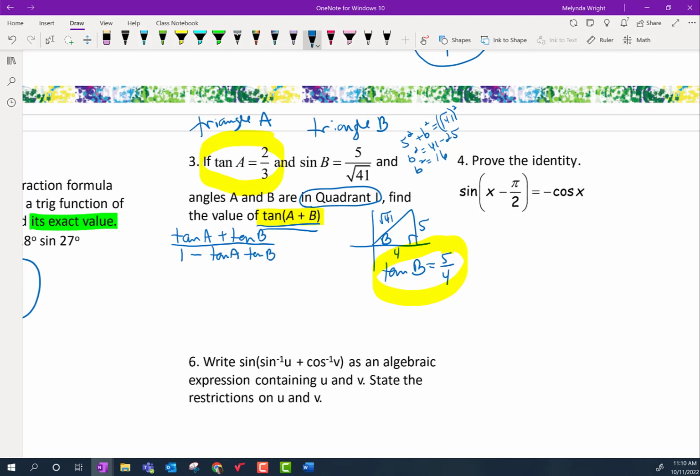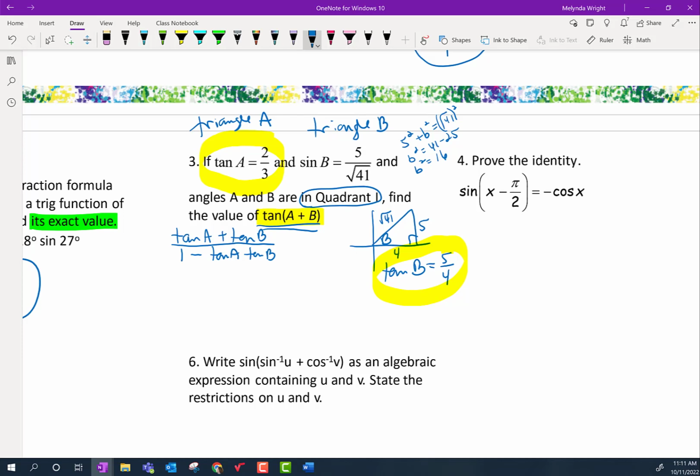That's why I didn't need to make triangle A, because I already had tangent A. I didn't need any other values from the triangle. Does that make sense now, why we didn't have to do it? If it hadn't given us tangent of angle A, let's say it gave us cosine of angle A, we would have had to make the triangle just like we did triangle B. But they already gave us what we wanted. No sense in making a triangle if we don't have to.